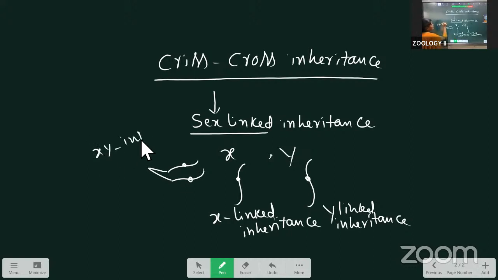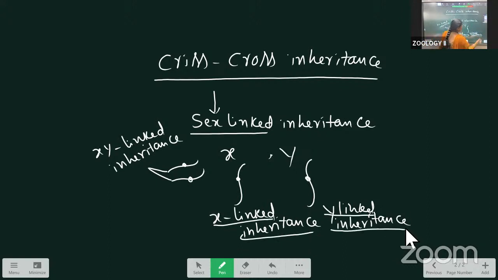XY-linked inheritance. Depending upon the presence of the genes, they are divided like this. X-linked inheritance, they are present on the X chromosome. Y-linked inheritance, the expressing gene is present on the Y chromosome. If the expressing genes are present on both the X chromosome as well as the Y chromosome, that is called XY-linked inheritance. Leave all those things; only X-linked inheritance is important for the crisscross inheritance.